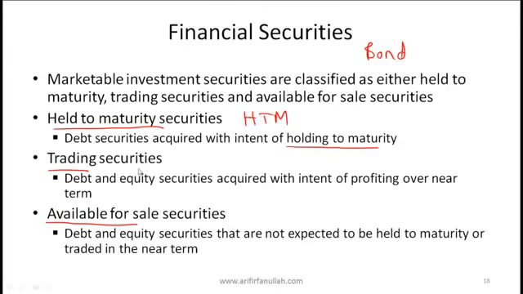If you plan to sell this when the price is right, so you are simply waiting for interest rates to go down so the price of the bond goes up and then you plan to sell it, or if you own shares which you will sell when the market goes up, then these would classify as trading securities. And if you are not sure, or you don't plan to trade immediately but you plan to sell at some point before the security reaches maturity, then classify it as available for sale or AFS.